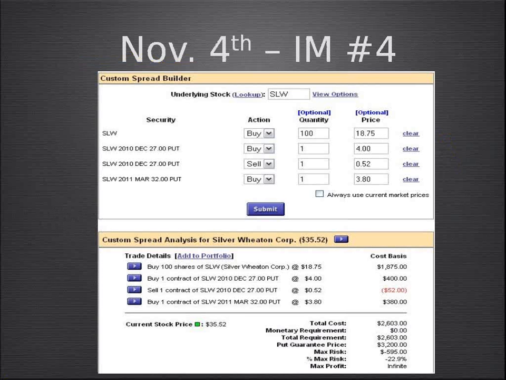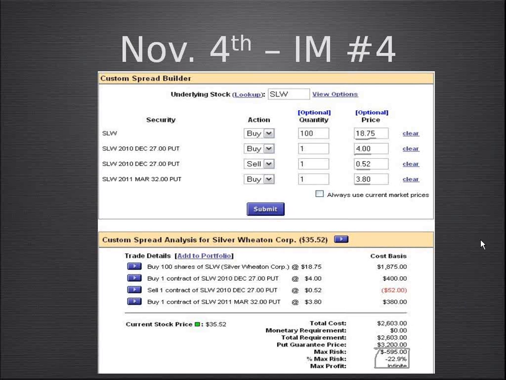Effective cost for the stock was $18.75. We had purchased our December 27 put for $4. The stock's now trading up at 32, so we sell to close the December 27 put, buy to open the March 32, and down here you can see it, but let's take a better look at it.